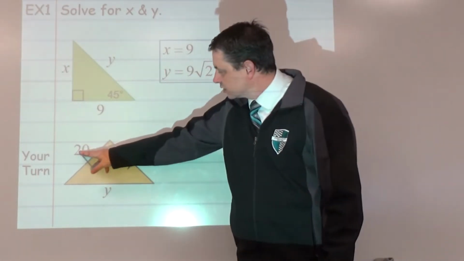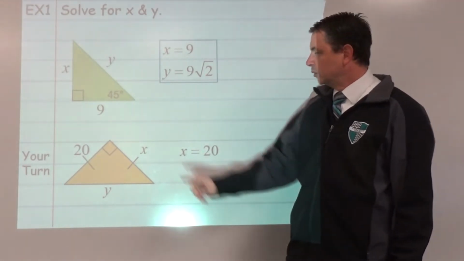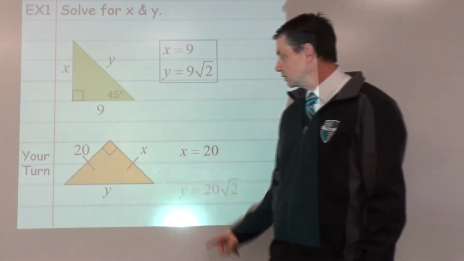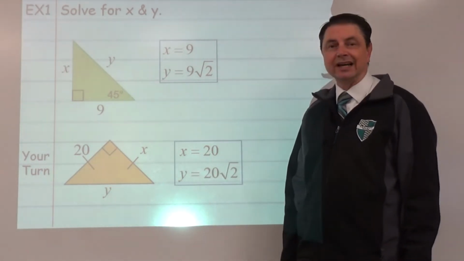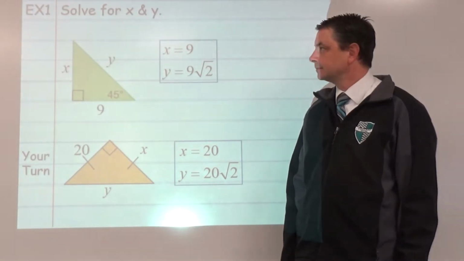All right, one leg is 20. That means the other leg is also 20. We would multiply a leg by the square root of 2 to get the hypotenuse. So the hypotenuse is 20 times the square root of 2. That's it on that one.